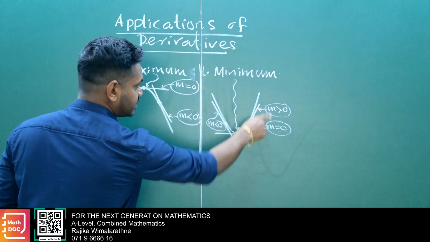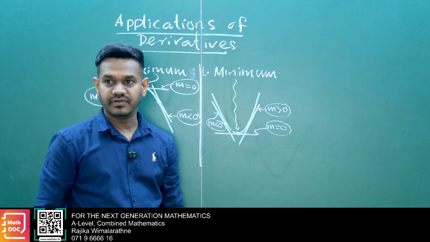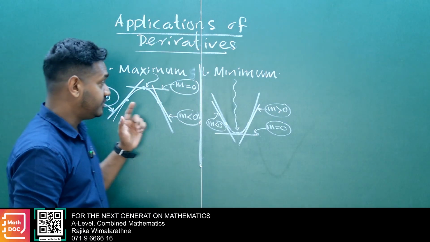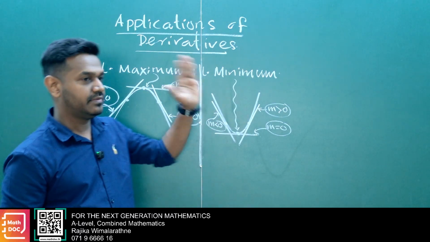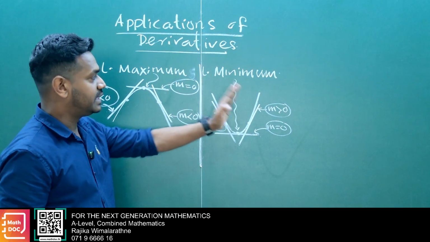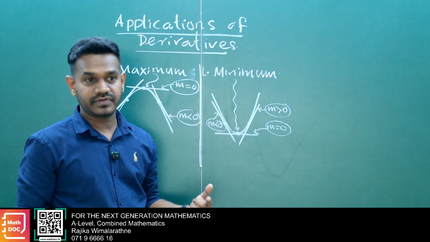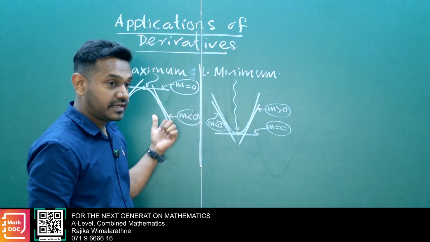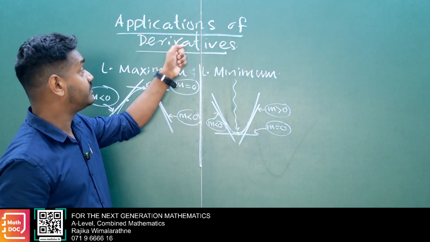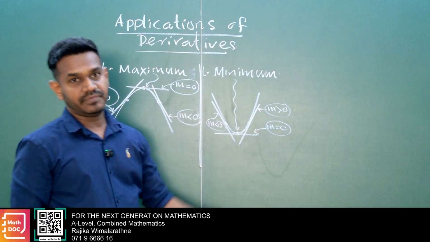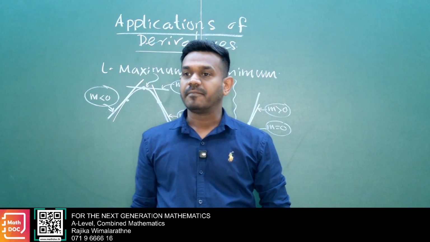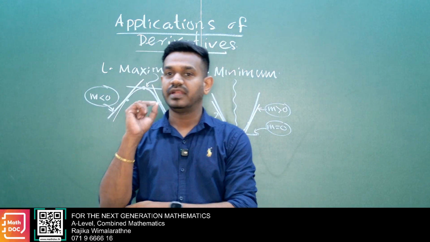Here we mainly focus on the gradient. In differentiation we know that the derivative represents the gradient. Therefore by differentiation we can analyze these maximum and minimum points. These two are turning points, and we also have inflection points, but in applications of derivatives we mainly focus on local maximum and local minimum. That's the thing, really simple. The differentiation part is very small.